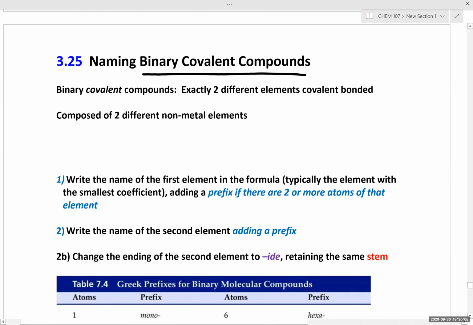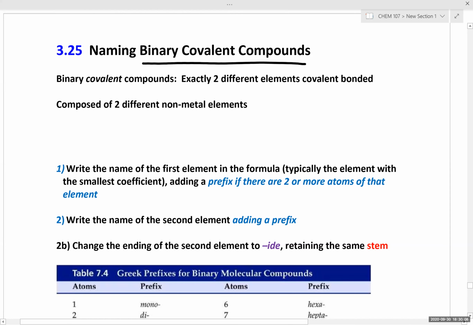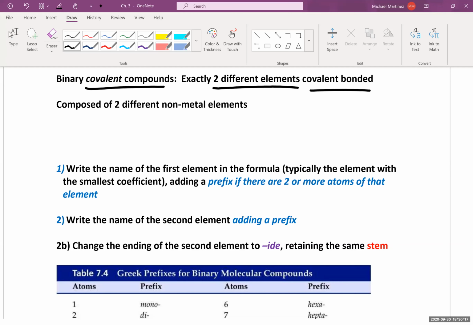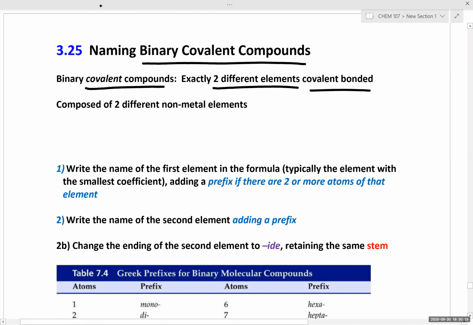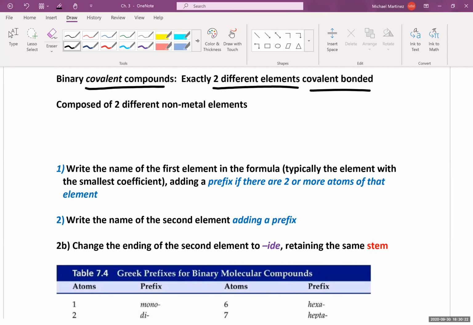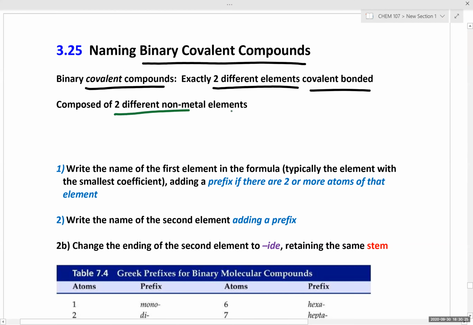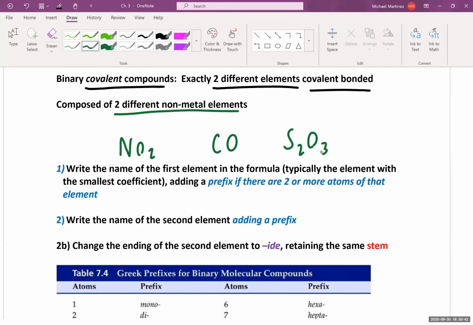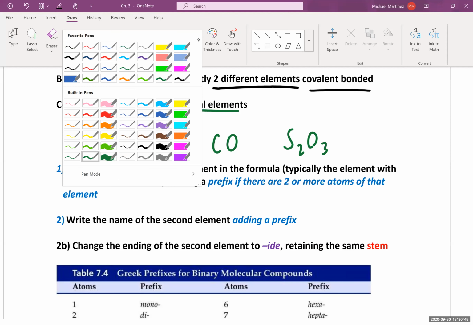So let's now discuss the next class of compounds, which are binary covalent compounds. They have exactly 2 different elements covalently bonded, and these are typically composed of 2 different non-metal elements. An example would be nitrogen dioxide, carbon monoxide, disulfur trioxide, the list goes on. So let's talk about the naming rules.